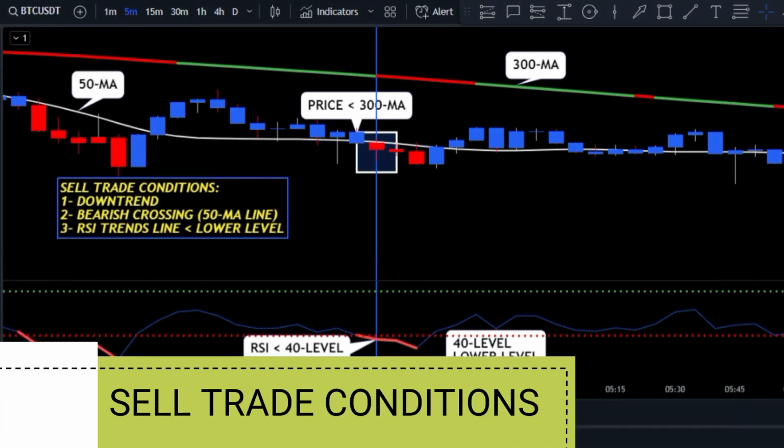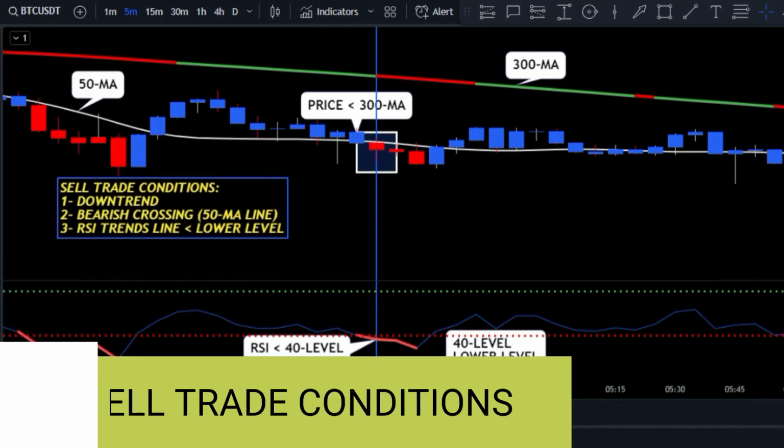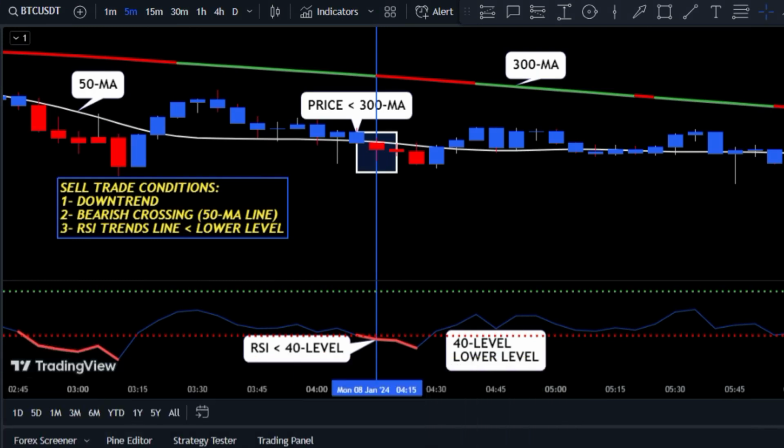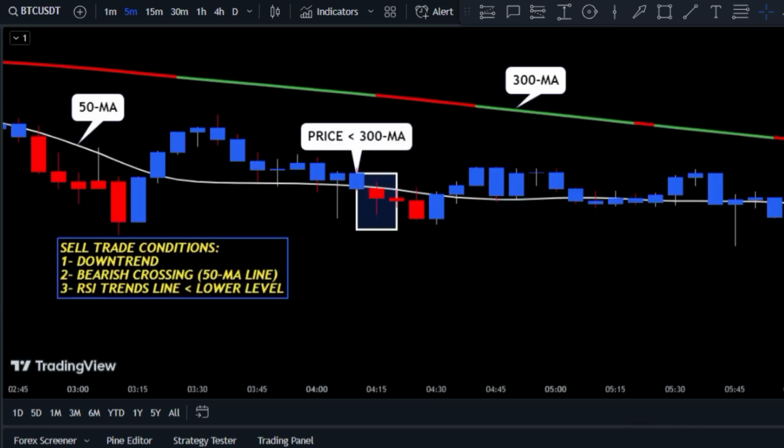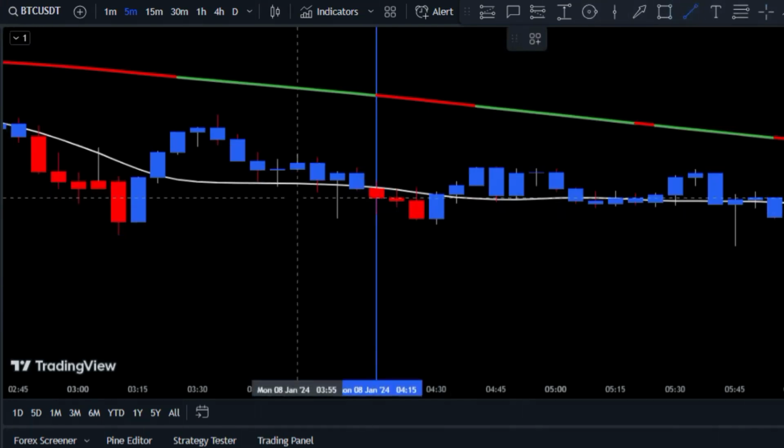And to enter a sell trade, here are 3 key conditions we need to satisfy. First, we need to ascertain that we're in a downtrend. Secondly, we should be vigilant for a bearish crossover of the 50 moving average. Lastly, we need to ensure that the RSI trends indicator is colored red and is positioned below the lower level. Once these 3 conditions align, we're all set to enter a sell position.